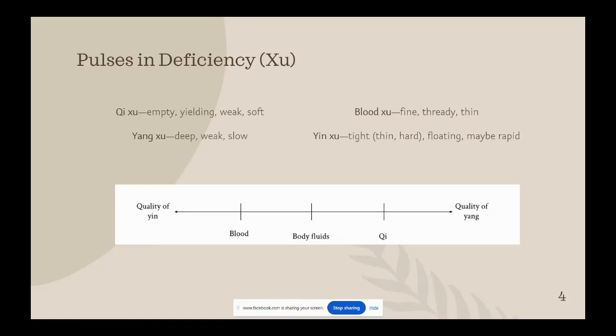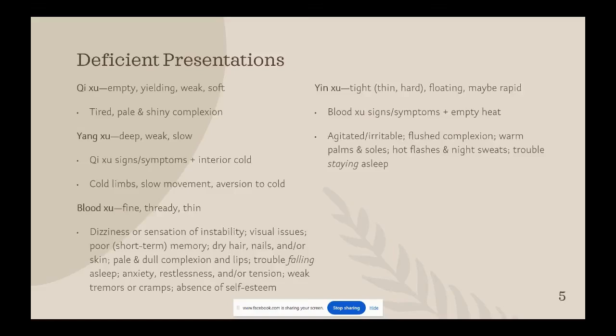And then the yin deficient pulse, in addition to being thin, it might be tight, which means in addition to being thin, there's also a hardness to it, maybe floating, which we'll talk more about what that means, and possibly rapid. And so looking at it holistically, what these conditions would look like in a person, these are some of the symptoms that might go along with them, so that you can keep those in mind when you're listening to the pulses, to see if they match up.